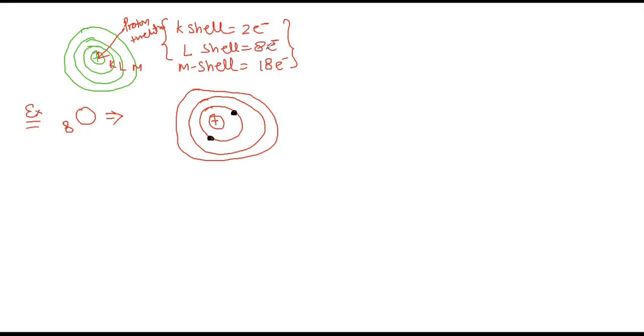the second cell containing 8 electrons, but the total number of electrons is 8. So how many are remaining here? There are 6: 1, 2, 3, 4, 5 and 6.